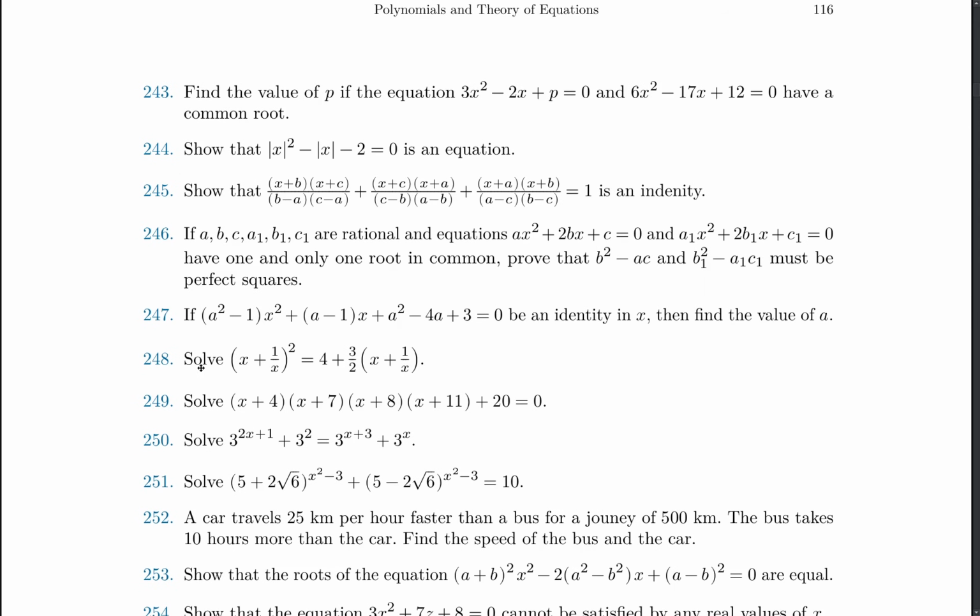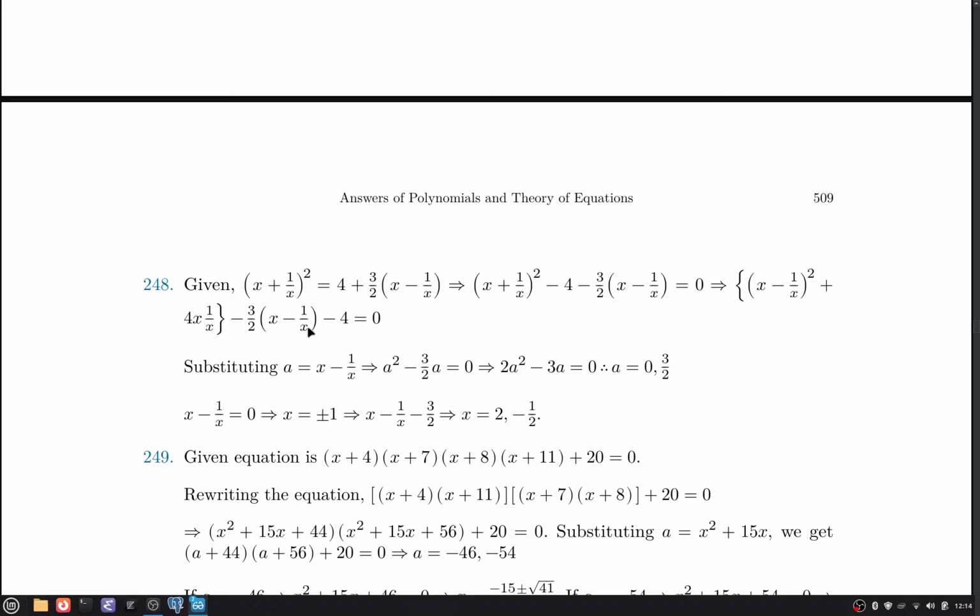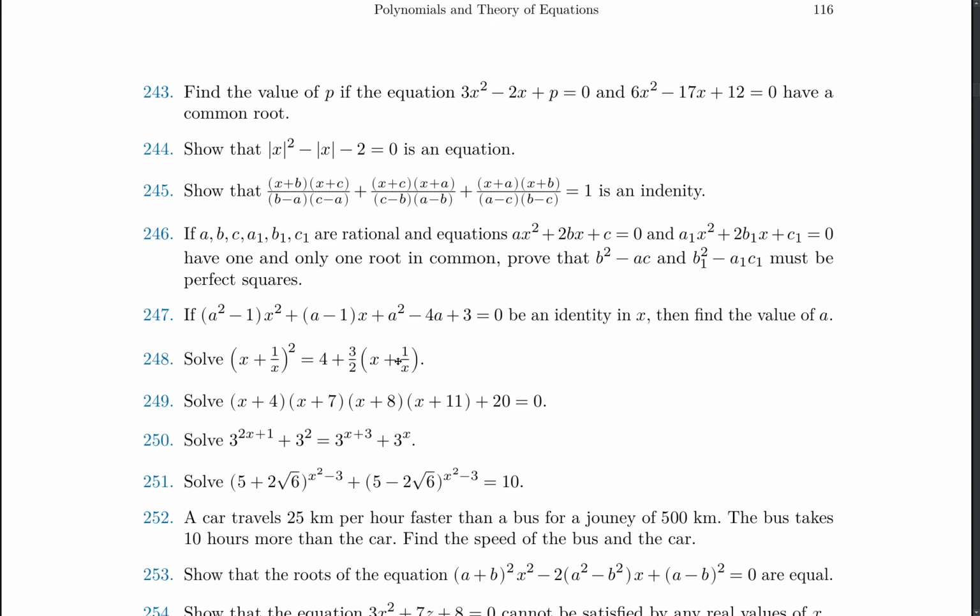Question 248 says that solve x plus 1 by x whole square is equal to 4 plus 3 by 2 x plus 1 by x. So in this case, there are two ways: you can take x plus 1 by x is equal to y and then evaluate y square is equal to 4 plus 3 by 2 into x minus 1 by x and so on. But we will take the, this should be plus x. Okay, now I'm confused. Over here it's all minus x. Okay, we'll assume that this is minus x.